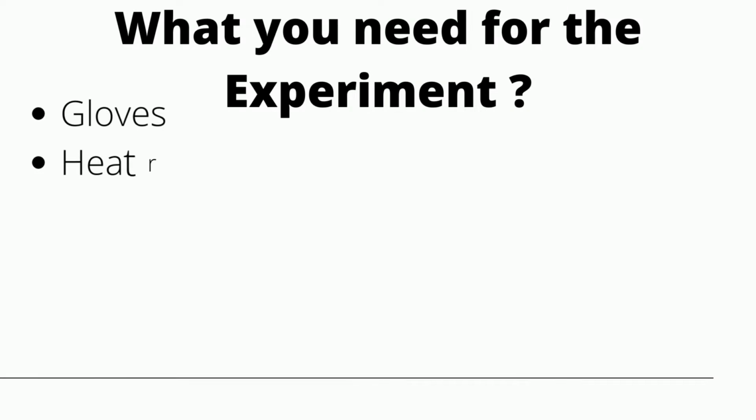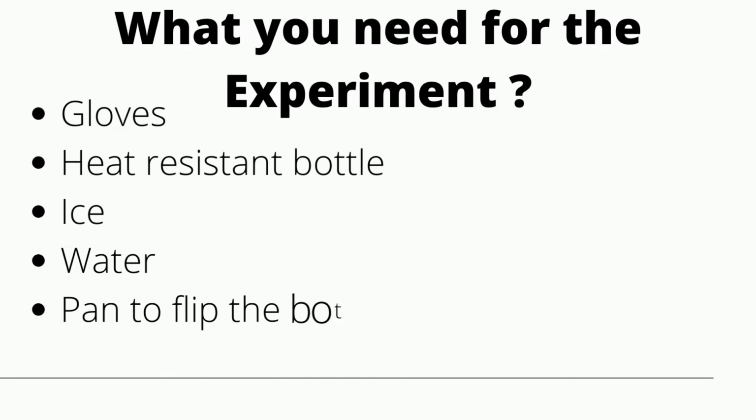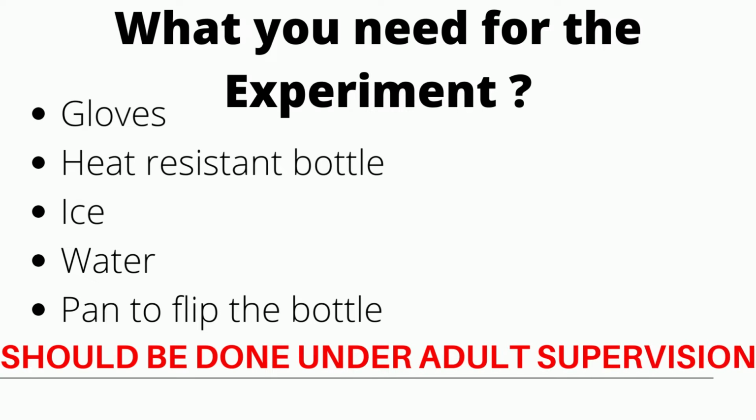For better viewing, I've added a little food coloring. What you need for this experiment is gloves, a heat-resistant bottle, a pan, water and ice, and most important, it has to be done with adult supervision.